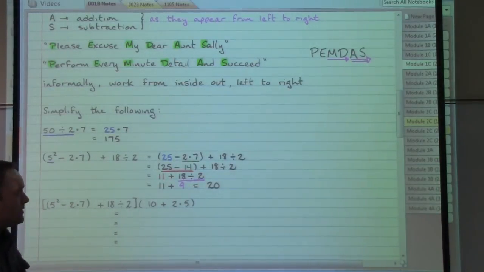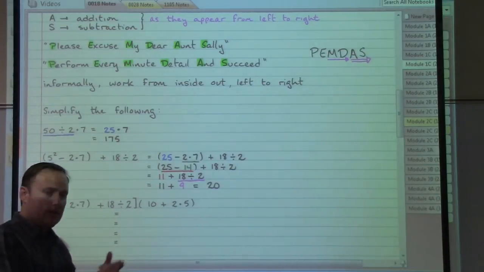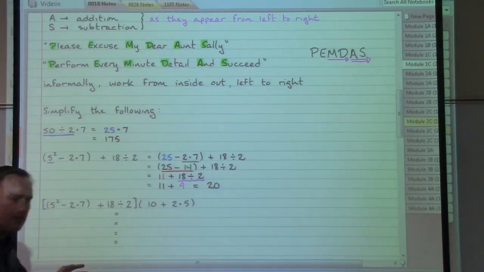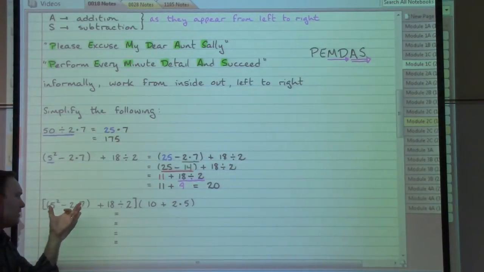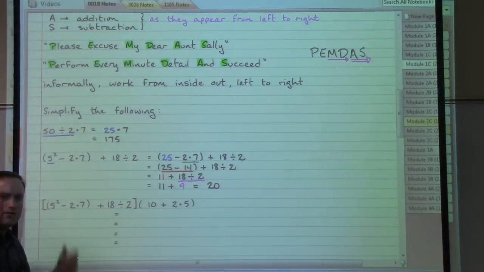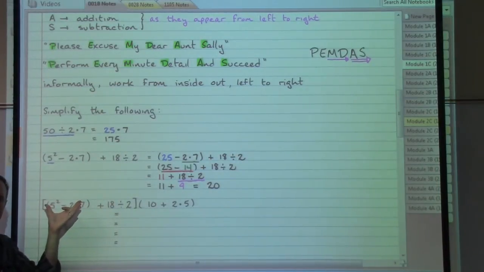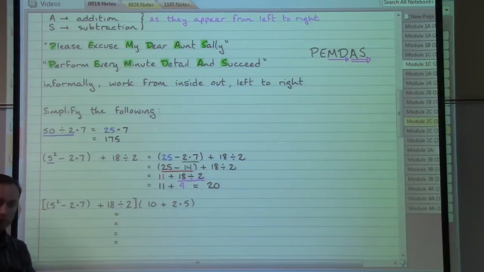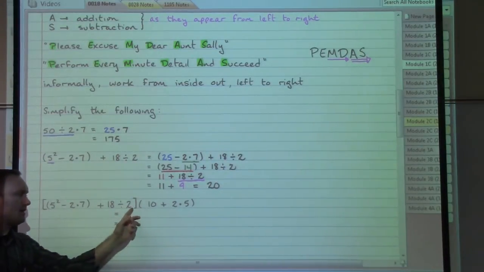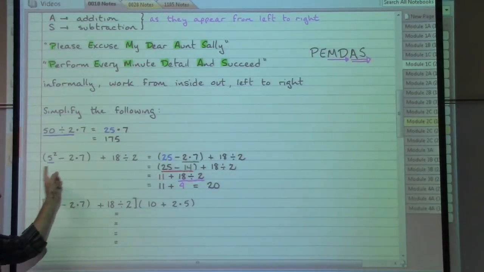My order of operations tells me P for parentheses, brackets, anything that gets trapped I'm going to have to worry about. So I have things that are trapped inside a set of brackets. Inside that set of brackets, I have things that are trapped inside parentheses. Well, rather than being a complete devil about it, notice that what's really inside the brackets is exactly the problem that we just finished working out.